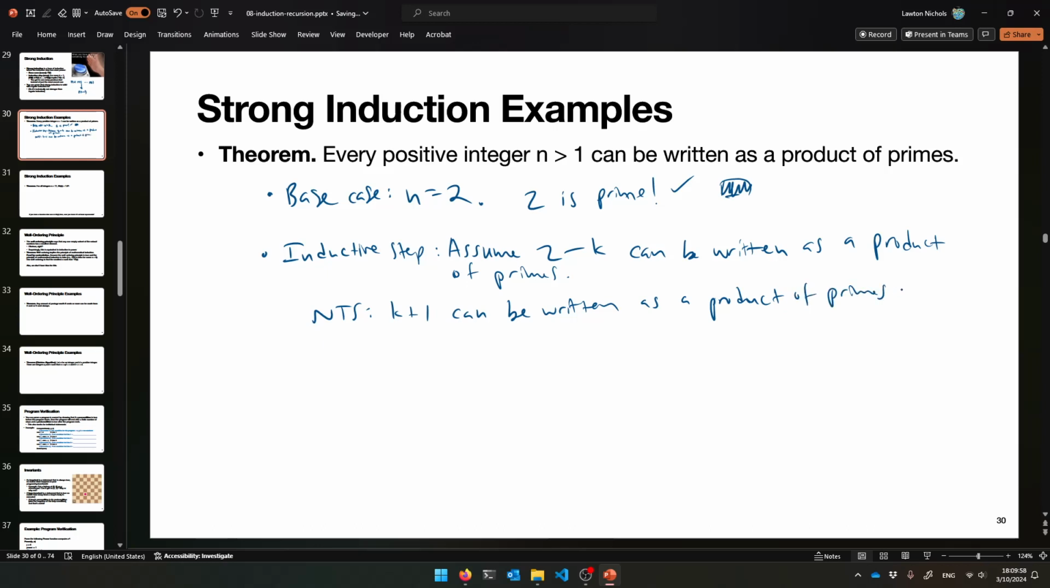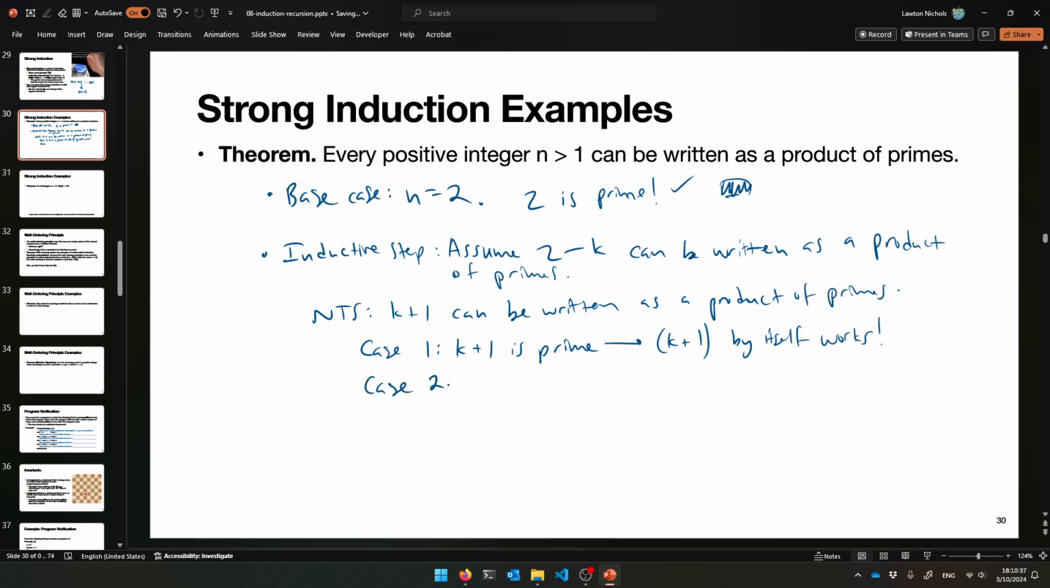So let's figure this out together, all right? There are actually two cases to this one. Either k plus 1 itself is prime, in which case, like 2, we're done, you just list that and call it a day, or k plus 1 is composite. Those are your two cases. Case 1, that's the easy case. If k plus 1 is already prime, you're done. It's either prime or not prime. If k plus 1 is in fact prime, we're good. You just write k plus 1 by itself. It's already a product of primes. We didn't need the inductive hypothesis for that.